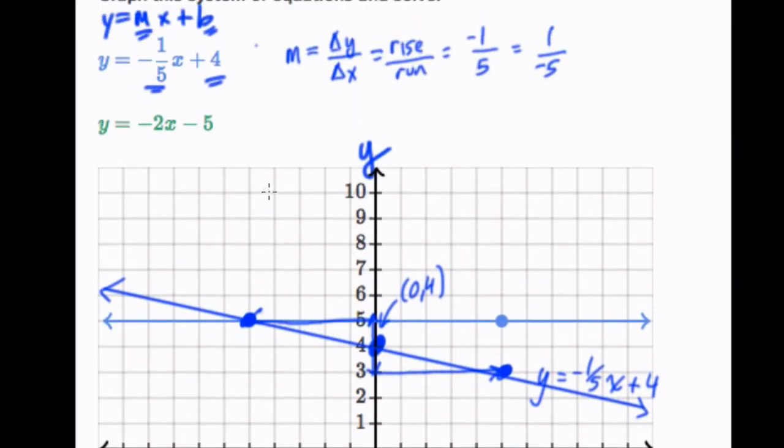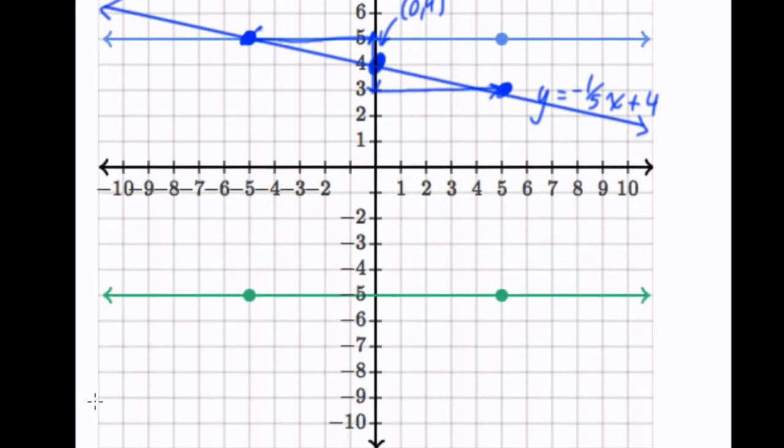The other line, y equals negative 2x minus 5, well, here the negative 2, that's your slope, right? And negative 5, that's your y-intercept. So I'll rewrite the equation here. So y equals negative 2x minus 5, negative 5 y-intercept, that's the point right here. 0, negative 5. It's always a number that corresponds to the y-axis value, and negative 2 is your slope.